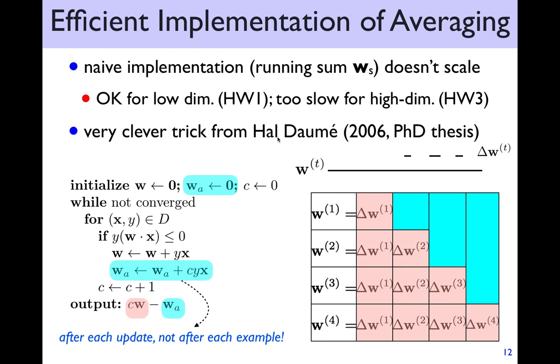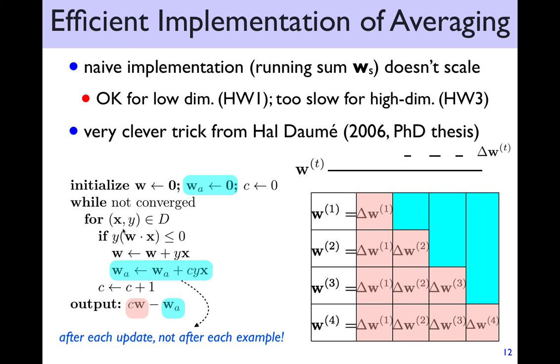Who have been reading his textbook all along. So he invented a very clever trick in his thesis, and it's kind of not well known. So it's one of the hidden secrets in machine learning. So yeah, the naive implementation on the previous slide, by recording a running sum, does not scale for very high dimensions. It kind of works for low dimensions like homework 1. In homework 1, if you don't understand this algorithm, you can just use the one on the previous slide. It doesn't cause you too much trouble, right?